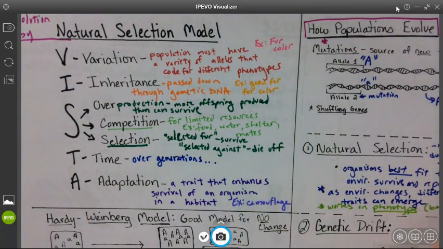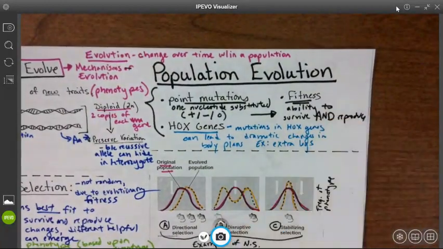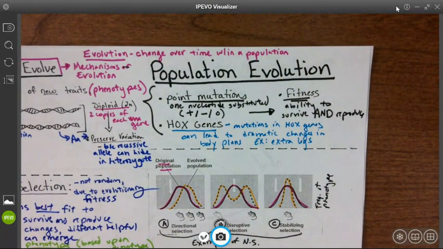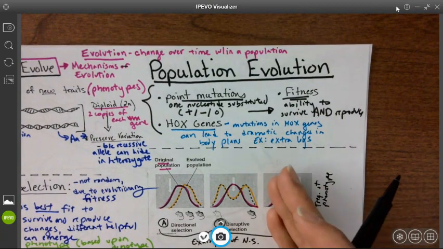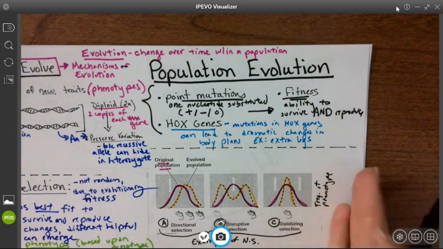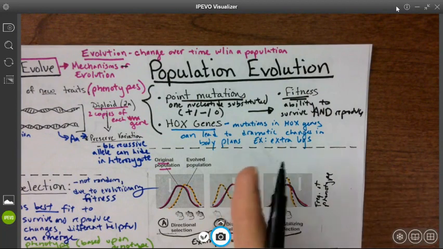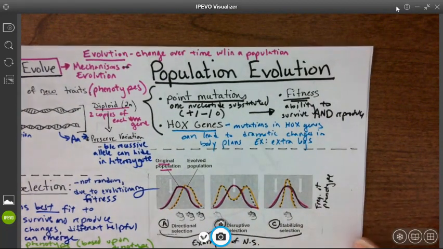Natural selection is not random, okay? It's due to evolutionary fitness. And that word fitness is so important. Fitness, the ability to survive and reproduce. So if you live to be 100 and had no kids, you're less evolutionarily fit than if you lived to be 50 and had 5 kids, right? So evolutionary fitness is survival and reproduction.